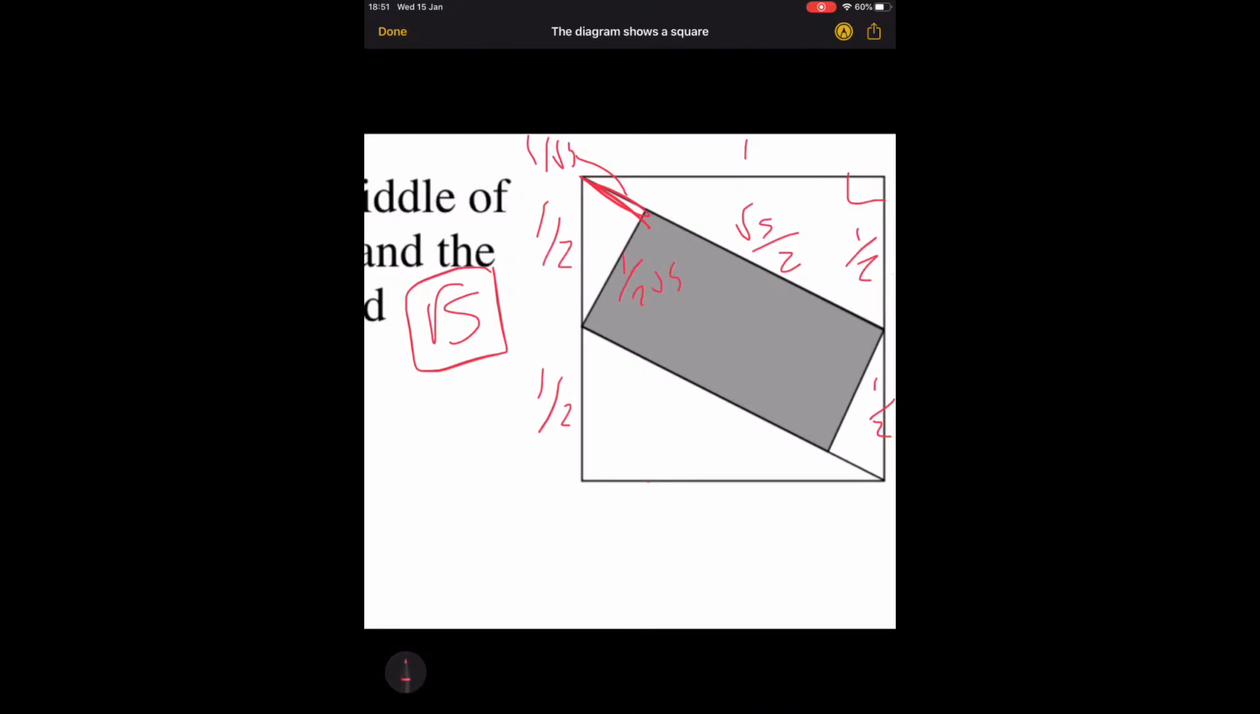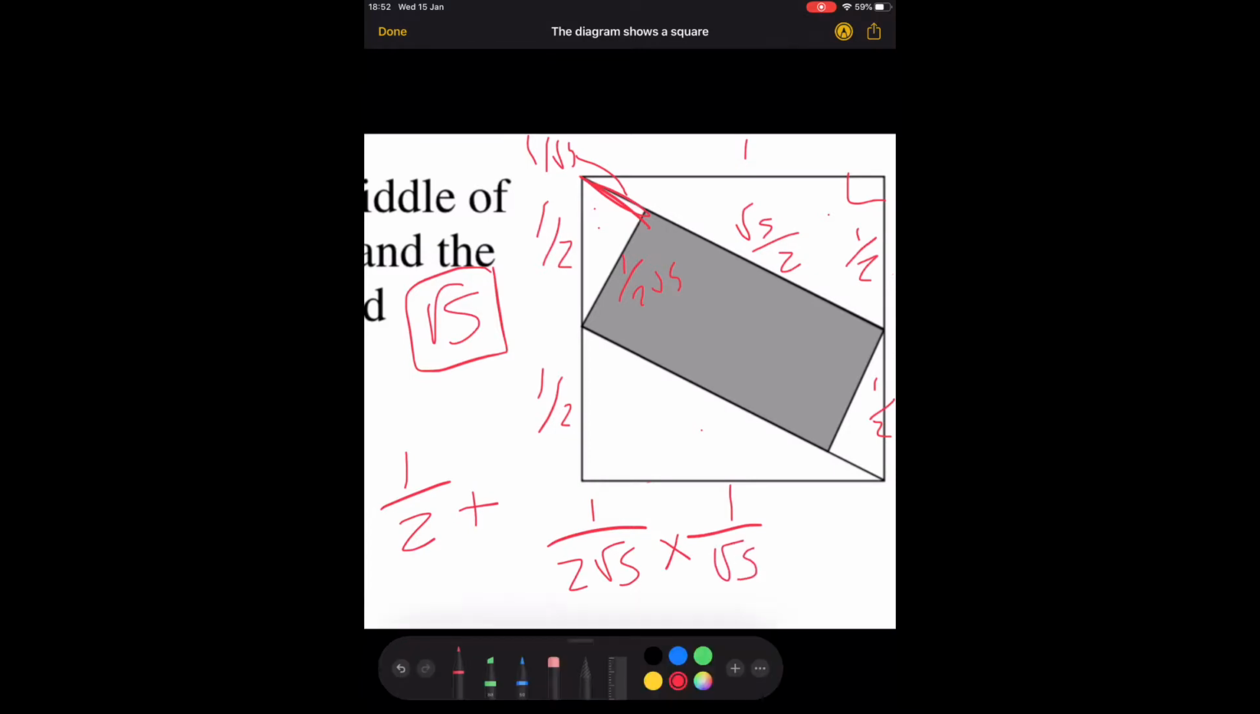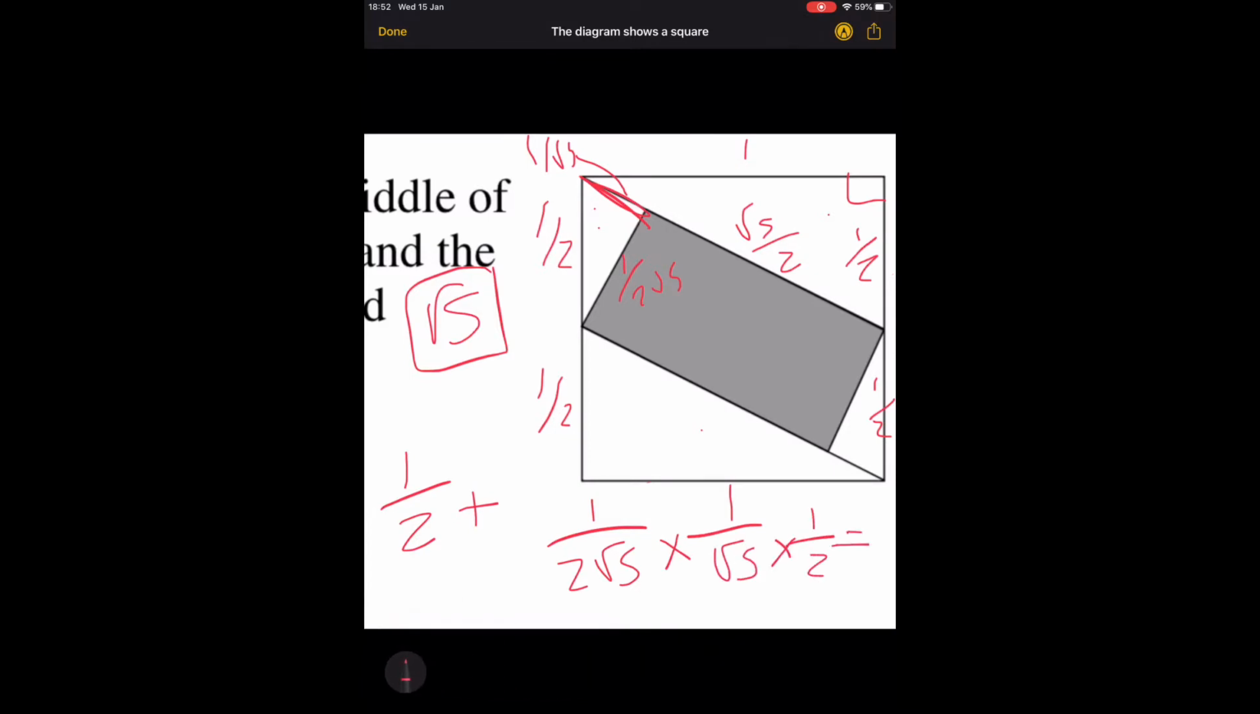So now we can do the areas of our triangles. For the big triangle, you would just do base times height, so a half times 1, which is a half, over 2, which is a quarter. We have two of the same triangles here, so that's just a half. Plus, we have our two smaller triangles. For one, you would do base times height times half: 1 over 2 root 5 times 1 over root 5 times half.